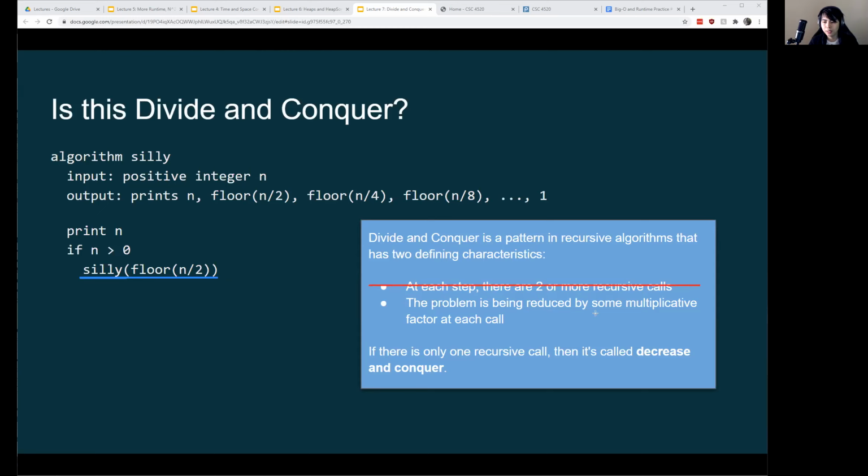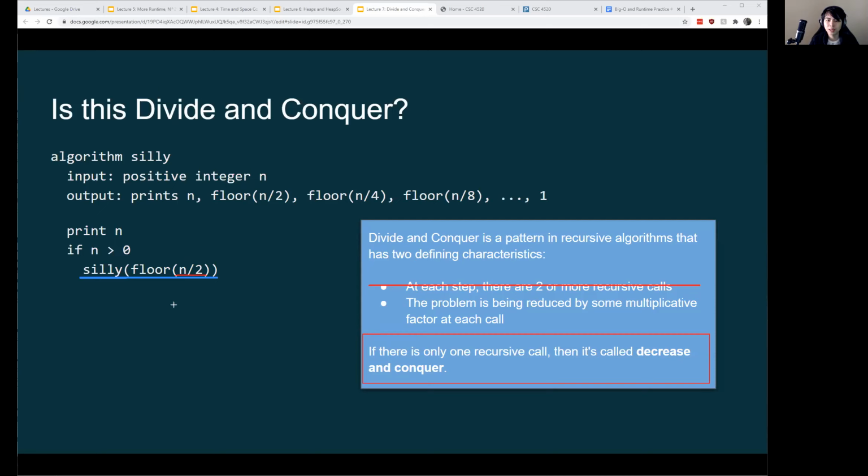Are we taking a problem and dividing it by some multiplicative factor? In other words, if we have some initial argument that is of size n, are we making it in the recursive call a problem of size n over 2? In this case, yes. We are taking the problem and cutting it down by half at each recursive call, as we saw in the previous example. Now, given that there's only one recursive call, it's definitely not divide and conquer, but we see down here that there's a definition that says if there's only one recursive call, then it's called decrease and conquer.